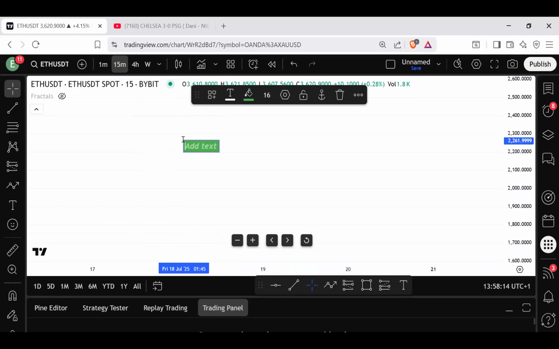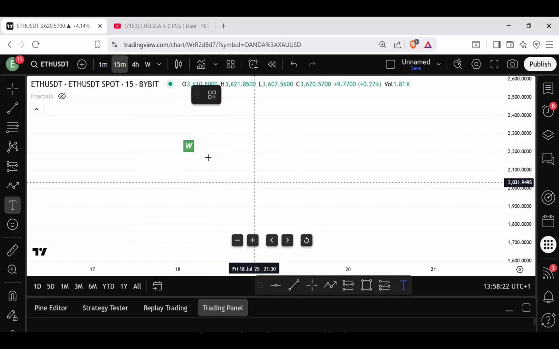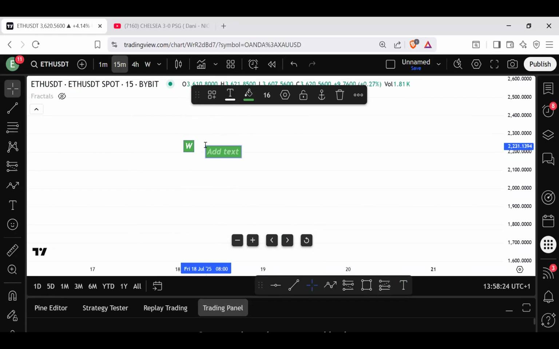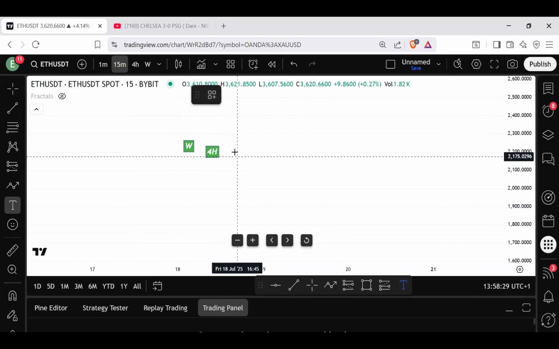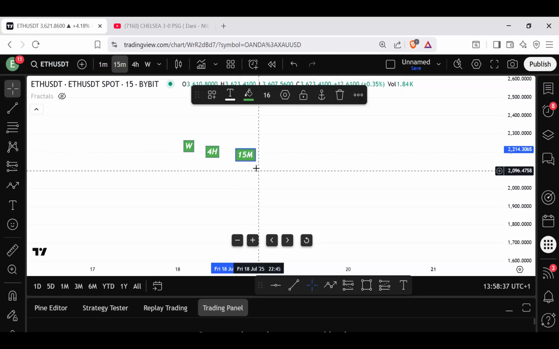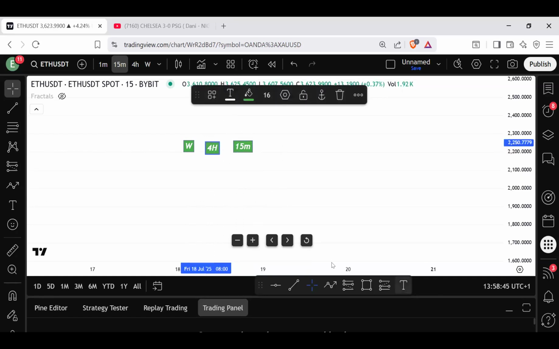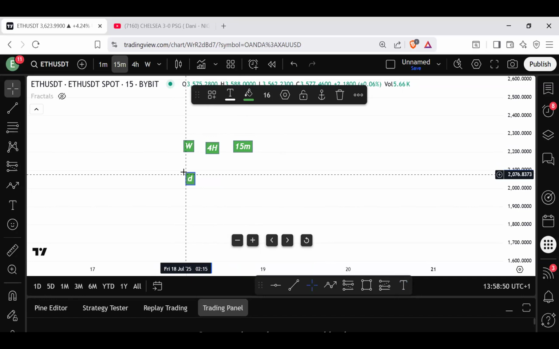Okay, so remember I said you can combine time frames. You can combine weekly, 4 hour, then 15 minutes. Or if you want to use the daily time frame, that is another combination. You can start with daily.